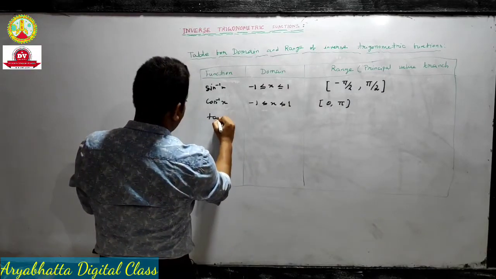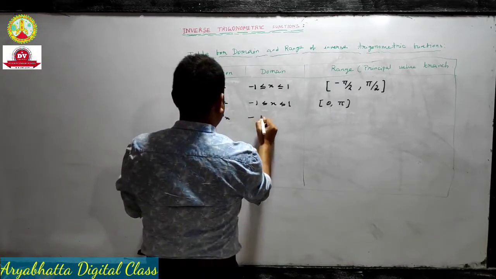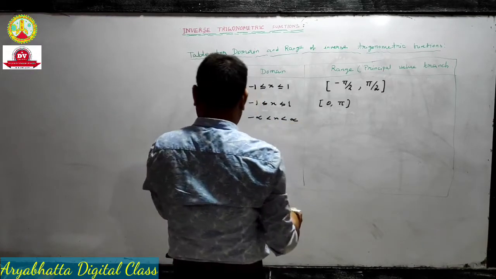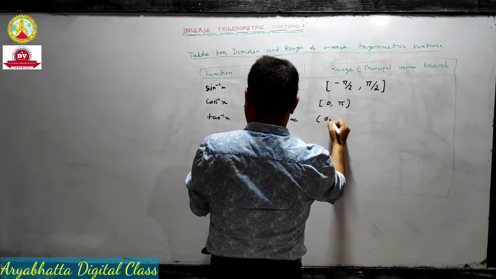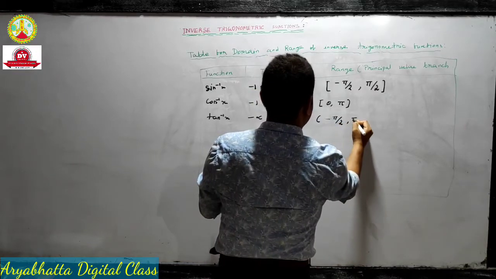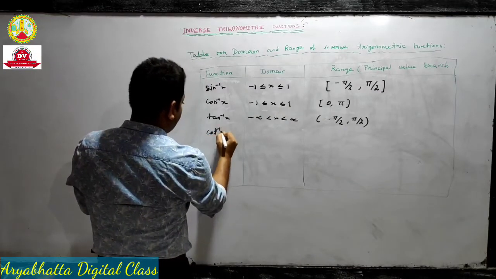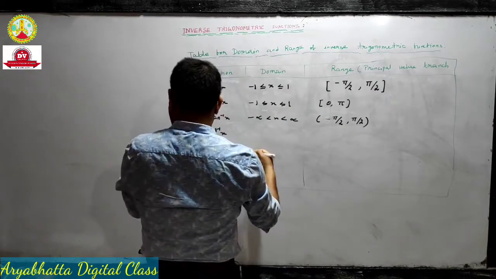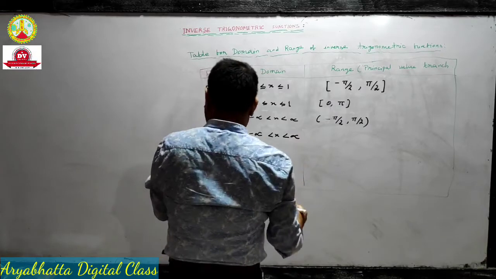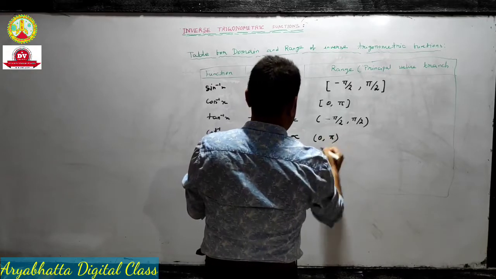Next, tan inverse x: domain minus infinity less than x less than plus infinity, and range is the open interval -π/2 comma π/2. Next, cot inverse x: domain minus infinity less than x less than plus infinity, range is the open interval 0 comma π.